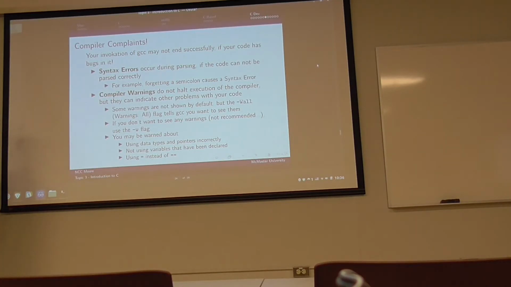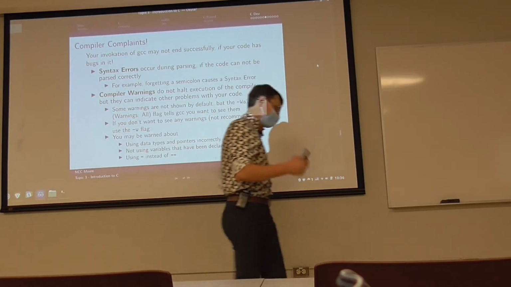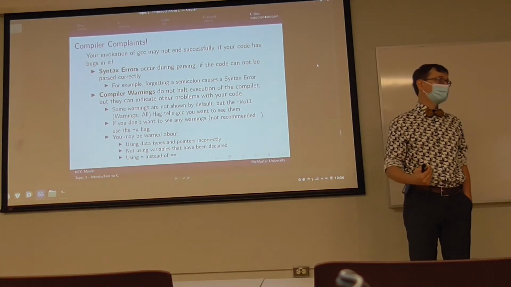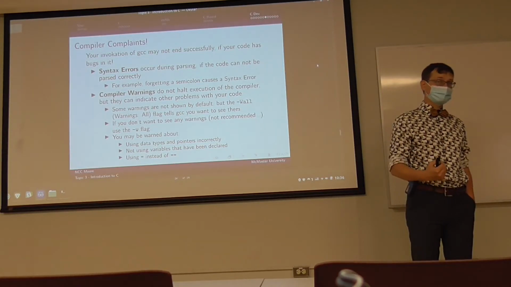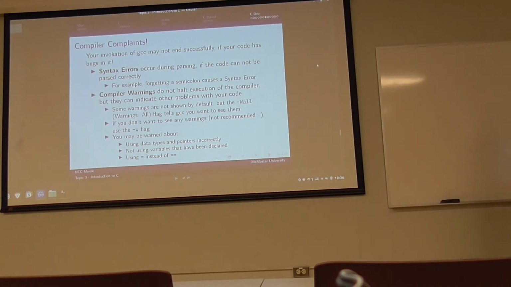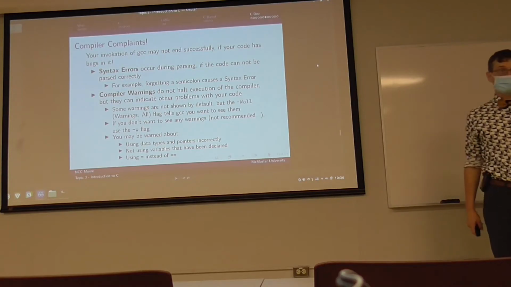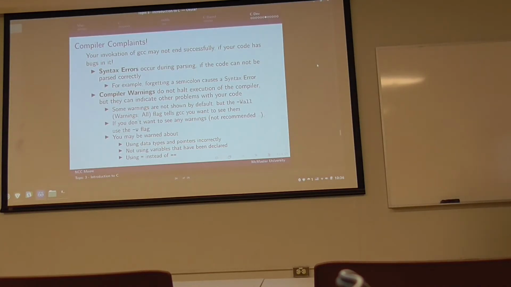So, here are some of the types of errors that you can receive. Syntax errors. Syntax errors are errors that occur during parsing if the code cannot be parsed correctly. That is, have you written your code according to the language C? Is it grammatically correct? Right? If your code is not grammatically correct, then you get a syntax error. Forgetting a semicolon causes a syntax error, for example.